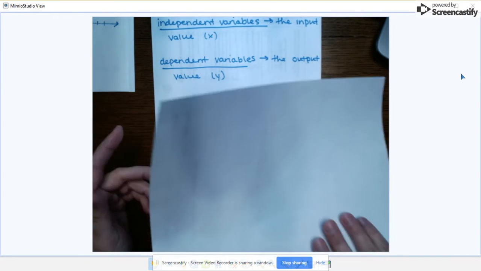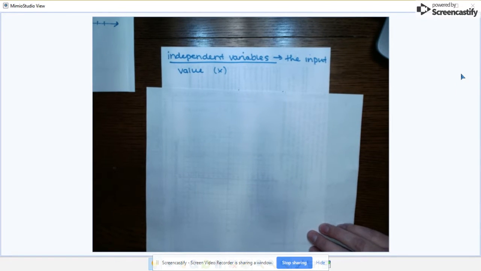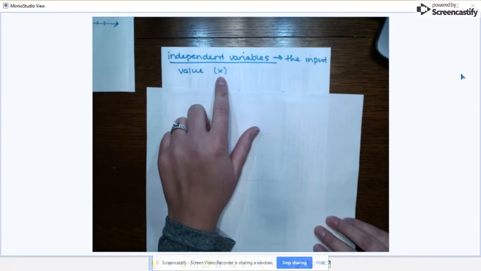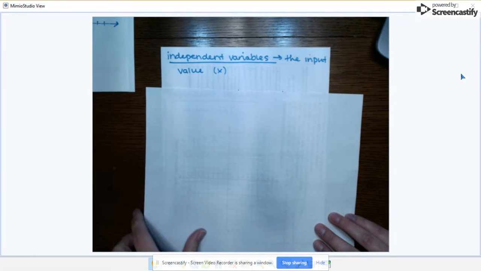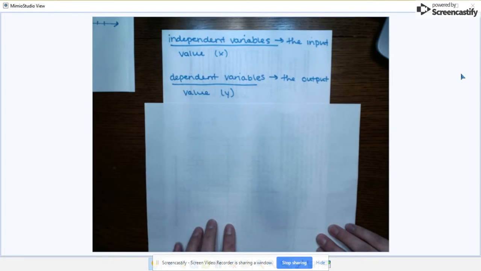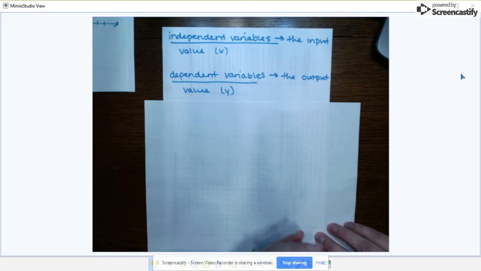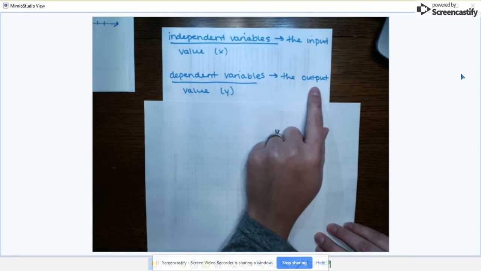Okay, when we talk about our x and our y axes, we also have independent and dependent variables that go along with this. So the independent variable is our input, which is the x value. So we have control over that. We can change that. And then we have the dependent variable, which is not in our control. It depends on the x value, but that dependent variable is the y variable. It's also known as the output.